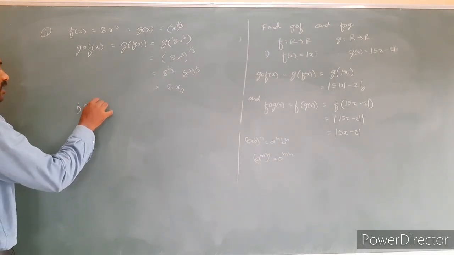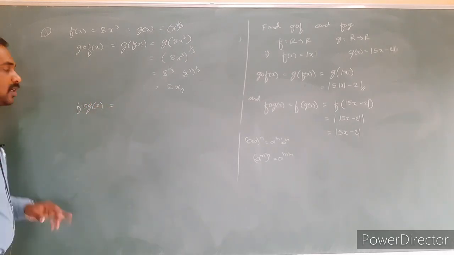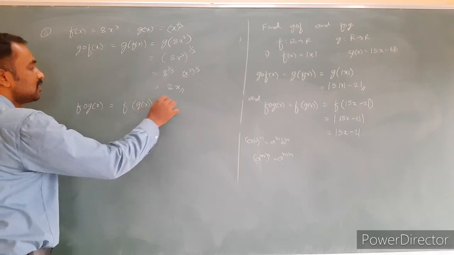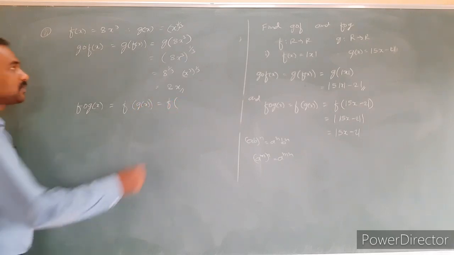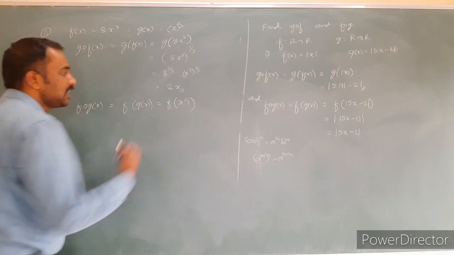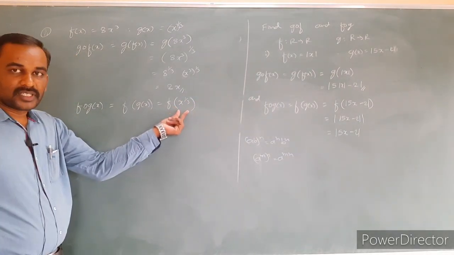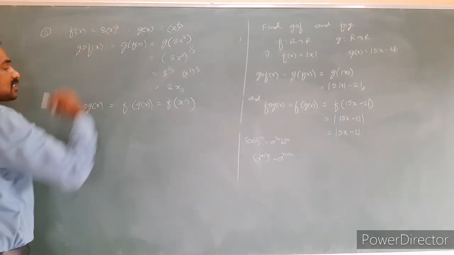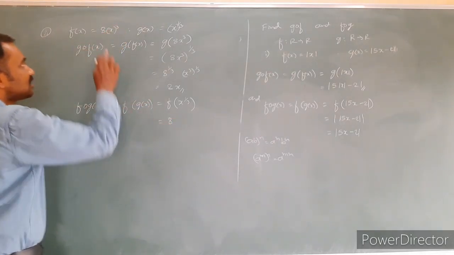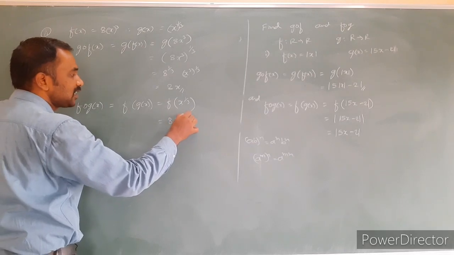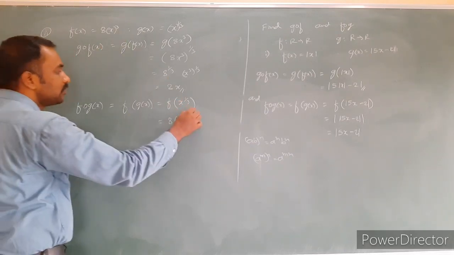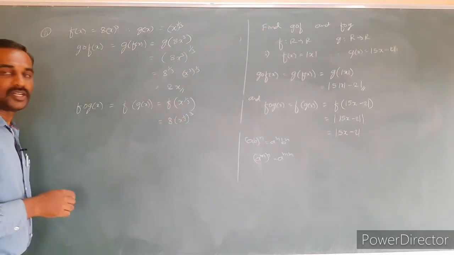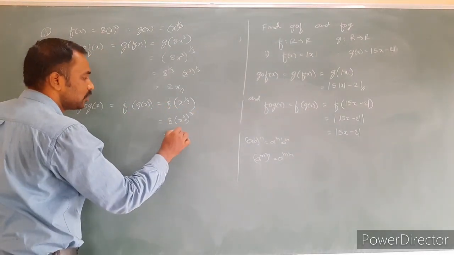Similarly, F circle G of X. What is F circle G? F circle G is equal to F of G of X. F as it is. What is G of X? X power 1 by 3. Now which is of the form F of X, wherever X is there, replace it with X power 1 by 3. Okay, be careful. 8 as it is. In place of X, X power 1 by 3, whole power 3. Are you sure about this one? Wherever X is there, replace it with X power 1 by 3. Here the 3 gets cancelled.